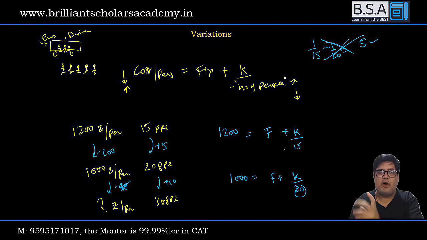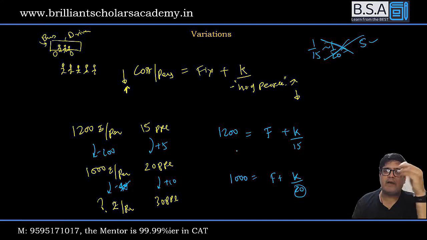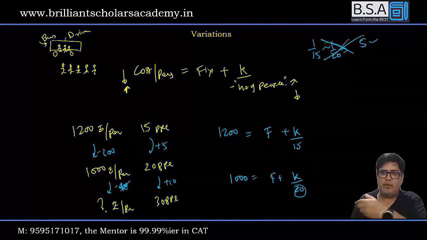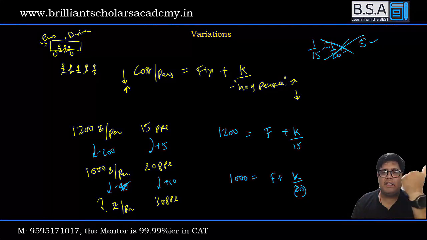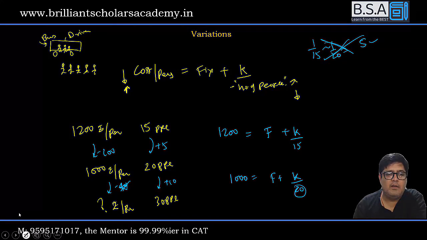Indirect variation or inverse variation. The variable will be in the denominator. You could think reverse. You can multiply 15 and then solve. You can multiply 15 here, multiply 20 and then solve. It will work. But direct plus minus nahi hota beta. You can't directly add subtract.